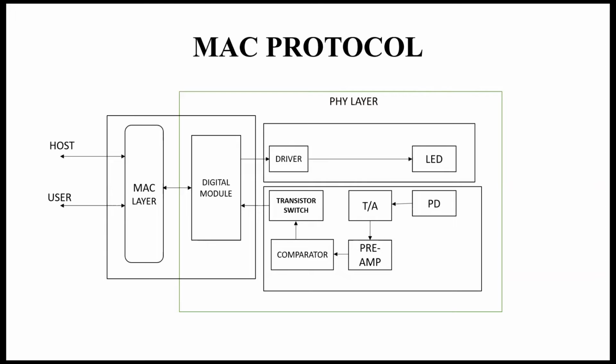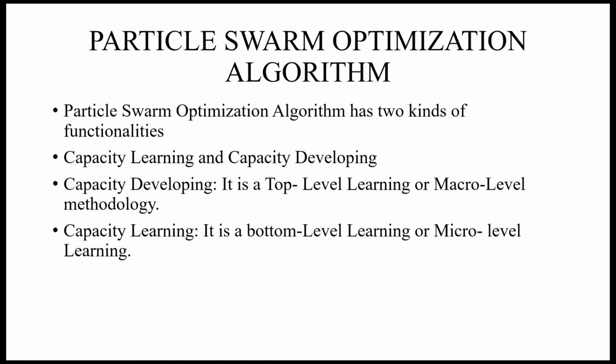Then the digital block converts the bit stream into an analog signal. Then the analog section functions as analog signal processing, consisting of switching the LEDs, pre-amplifier, op-amp, transmitting switch, and sections of LED drivers as the transmitter and a photodiode as the receiver. Next, the particle swarm optimization algorithm. It is the best way to find the maximum and the minimum of a function defined in a multidimensional vector space. First is capacity learning and capacity developing.